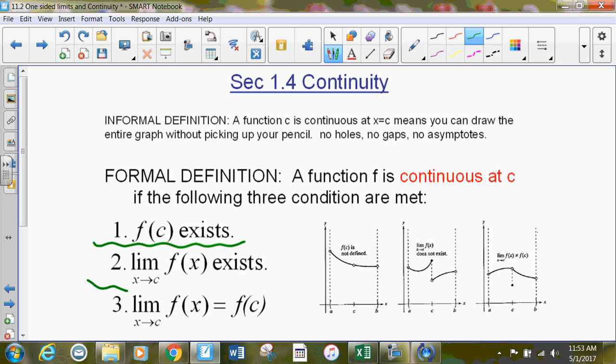The second thing is that there has to be a limit that exists for that function as x is approaching that c, that certain number. And then the third thing is they have to both be equal. So I'm going to go to the next slide to show you some pictures that will help you with this concept, but this is a formal definition of continuity. It says continuous at c, so we're looking at continuity at a certain point, which sounds kind of crazy, but if you think about a function, it's continuous at every single point, well then it's everywhere continuous.